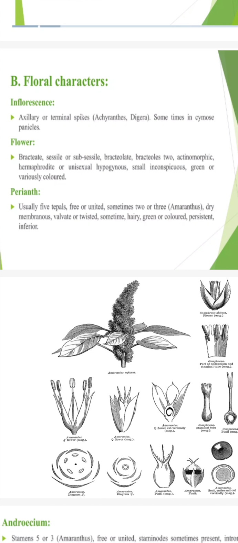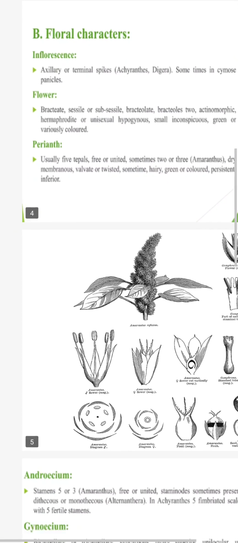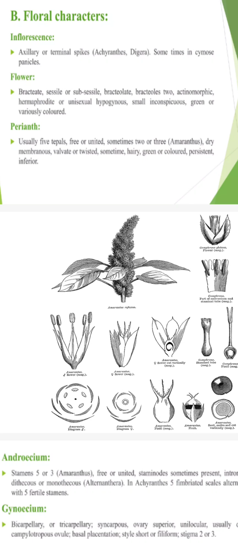Bracteolate, bracteoles are two in number. Flowers are actinomorphic, that means they have radial symmetry. Hermaphrodite or unisexual, only male or female flowers present on each plant. Hypogynous flower is there. Again, small, inconspicuous, green or variously colored flowers are there. Mostly in Amaranthaceae, flowers are very minute or small in size. They are present in groups, clusters.